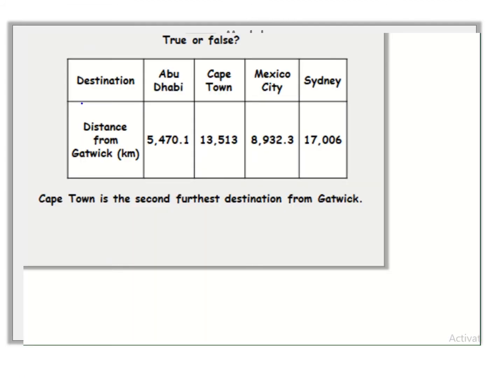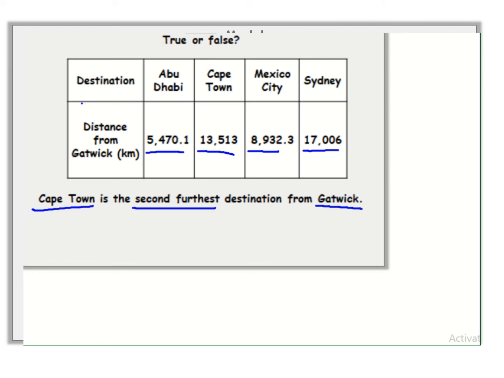So let's see how we can interpret this data from the graph, from the table. So Cape Town is the second furthest destination from Gatwick. So we need to look at the data on the table and first of all order the destinations and see if this is true or false.